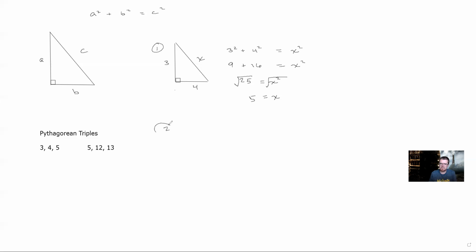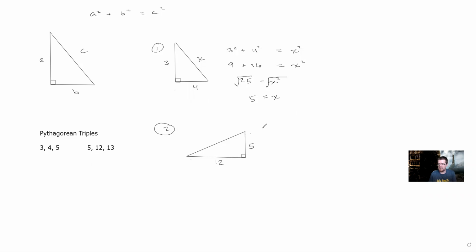Let's do another one. Let's say I have, again, another right triangle. It doesn't have to be oriented that way. It can be oriented any way, just as long as you are able to recognize which side is your hypotenuse. So let's say I have a triangle like so. I'm going to solve for the hypotenuse again. Here's 5, here's 12. Following, again, one of these triple examples.